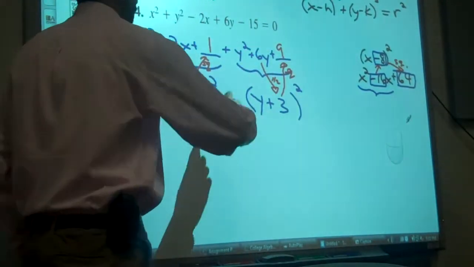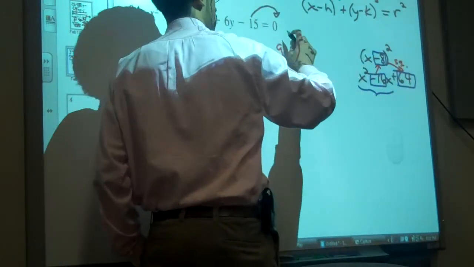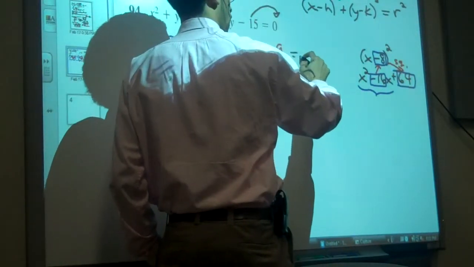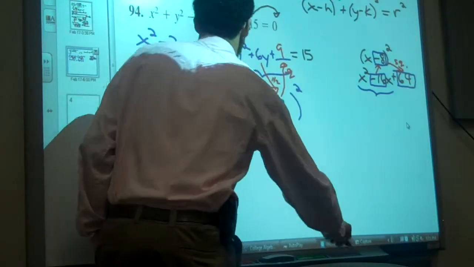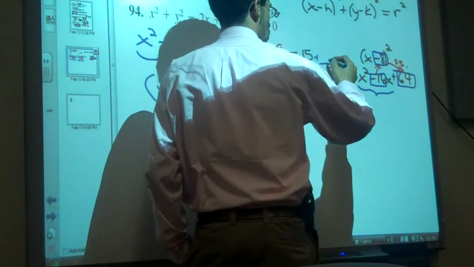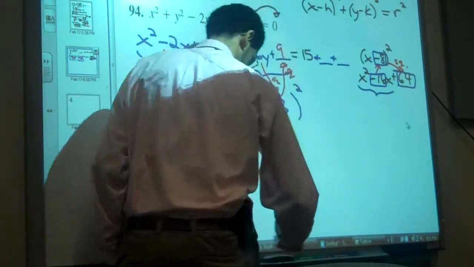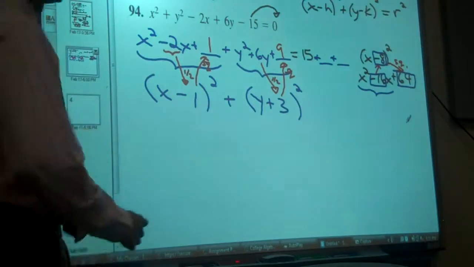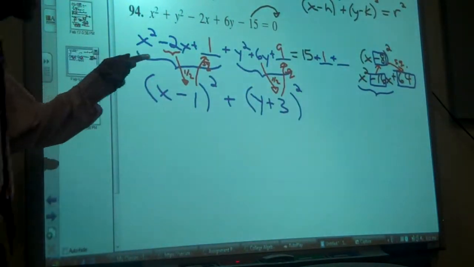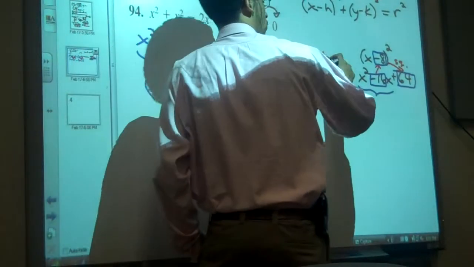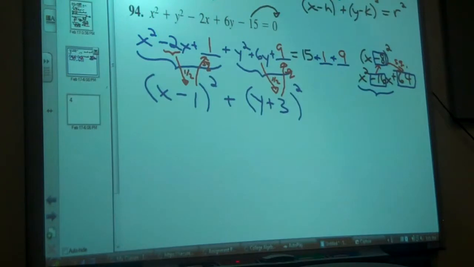Well, let's take this 15, because all numbers that are single numbers occur on the other side. Let's take the 15 over by adding it. And then if we add to one side, we have to add to the other side. So the 1 that we needed to make our perfect square for x gets added to the right-hand side. The 9 that we needed to make our perfect square for y gets added to the other side, so that it's still balanced.